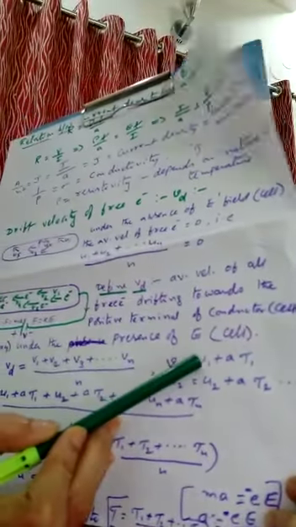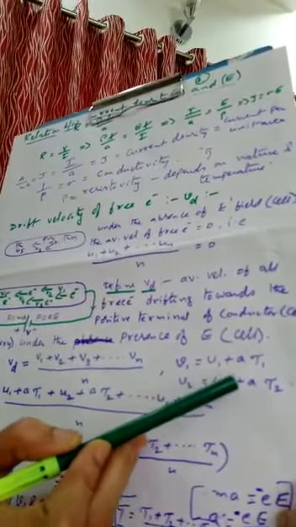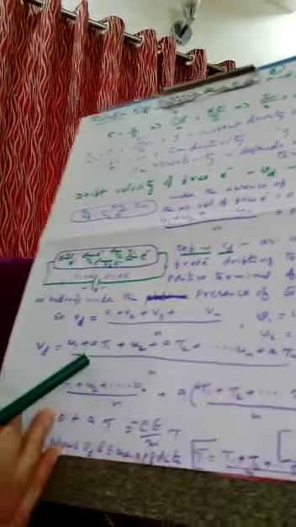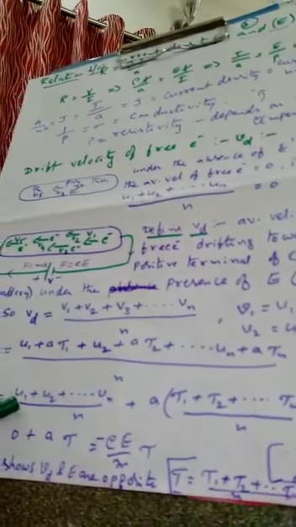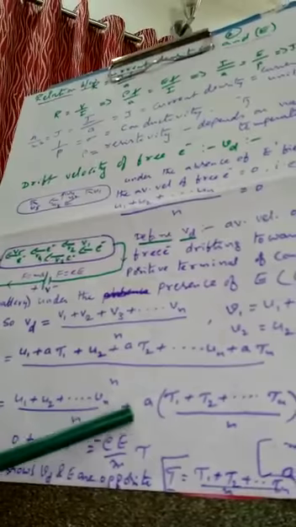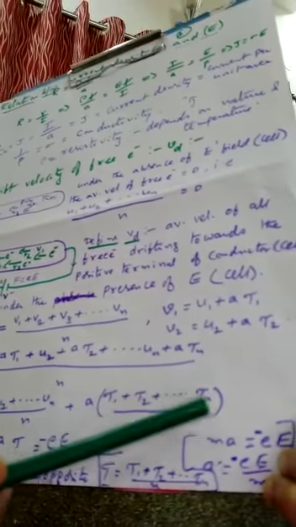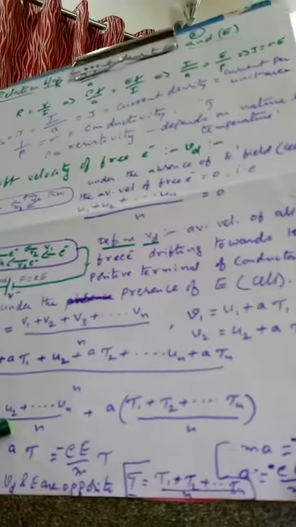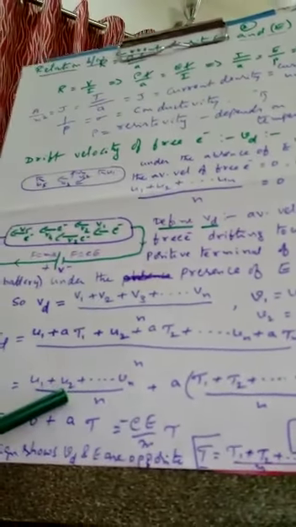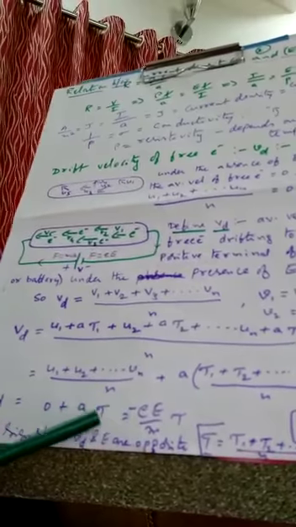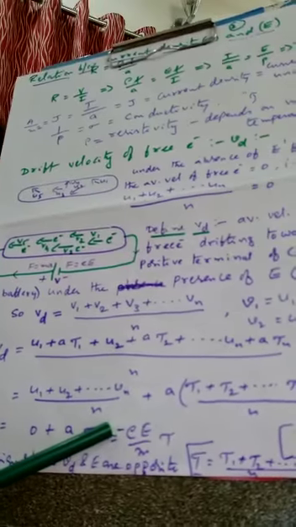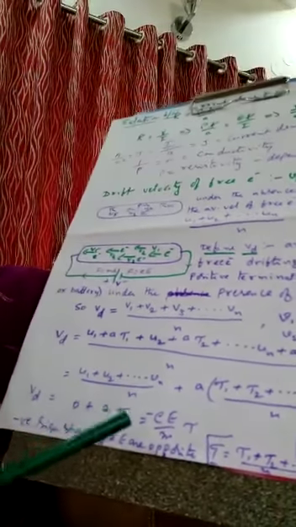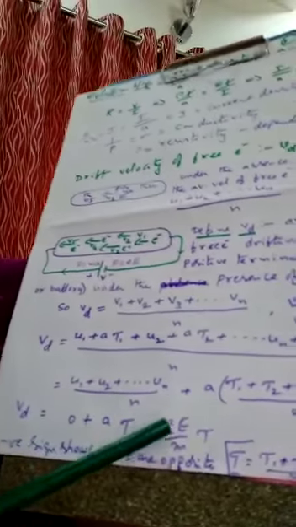Got it? So we know the first equation of motion. V1 is equal to U1 plus a tau 1, V2 is equal to U2 plus a tau 2, and so on. Let us substitute all the values here. Then you separate U1 plus U2 plus U3 and so on upon N, plus a into tau 1 plus tau 2 and so on upon N. But the first value is 0. So 0 plus a tau. What is a? eE by m. What is the negative sign here? The drift velocity Vd is equal to minus eE by m into tau.